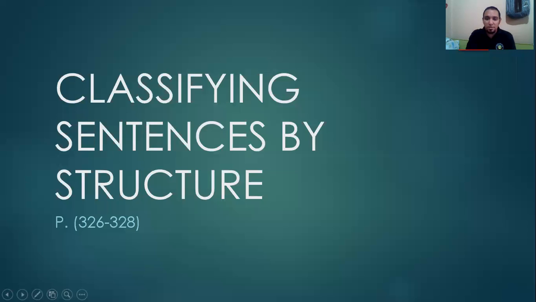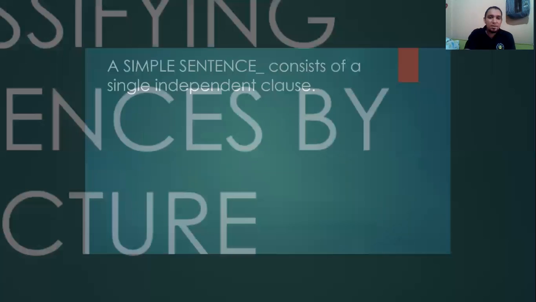So here we have the second topic we have to be in touch with, which is classifying sentences by structure. In your books at home, you can find these topics on just 3 pages, page 326 until page 328. Okay, so let's begin with this.